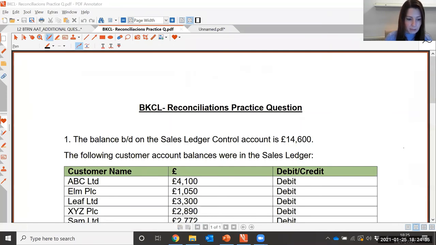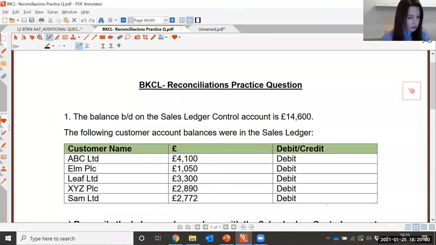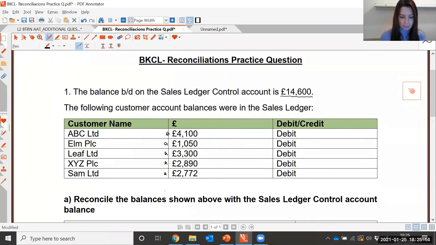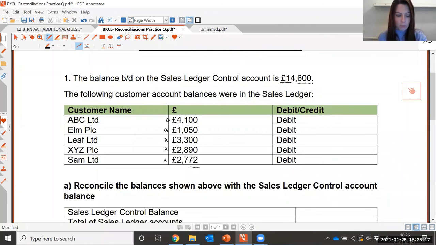Okay, so we have here a practice question. The balance brought down on the sales ledger control account is 14,600. The following customer account balances were in the sales ledger. So we have the sales ledger control account balance, and then here we have all the balances of all our individual credit customers in the sales ledger. Now the total of all these should be the same as the total in our sales ledger control account.